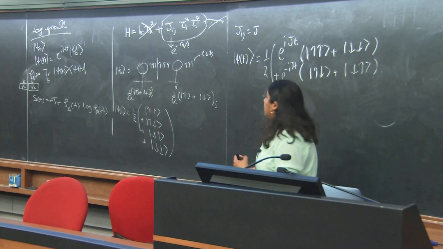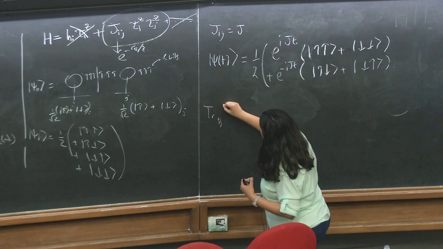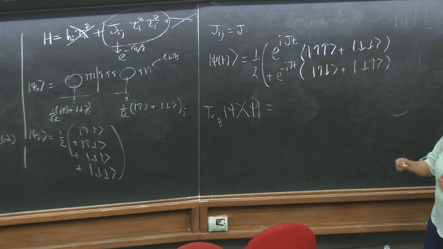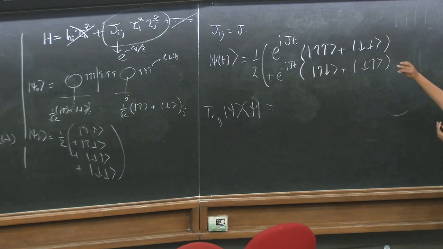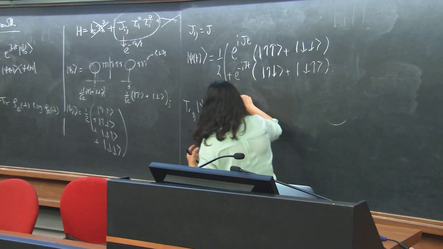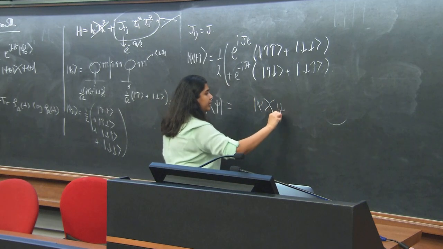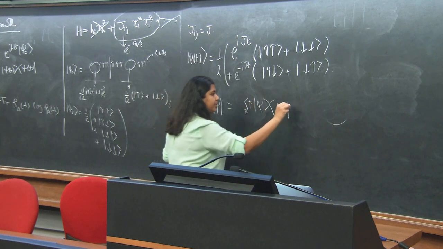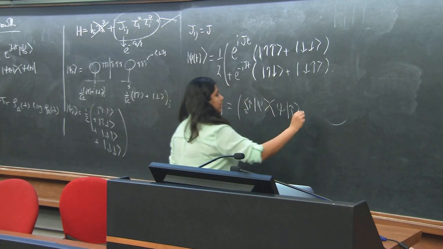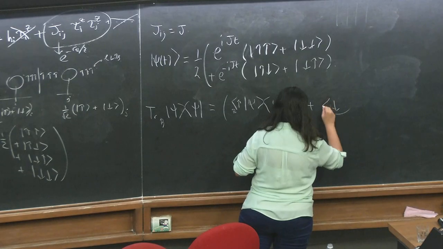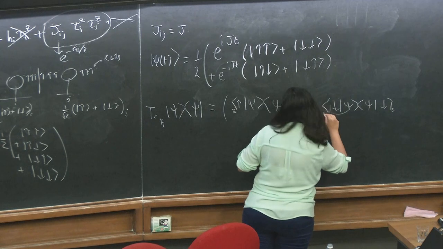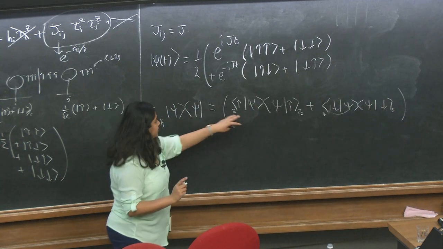Okay? Now, if you want to trace over B on psi psi, that's your reduced density matrix. What you're going to do is take the state, make the ket of it, put those two together, and then trace over B, which means I have psi psi, and I'm going to act on it with up on site B, because now site B is just one single site in the way I'm doing it, plus down on B. So that's the trace over B, okay?